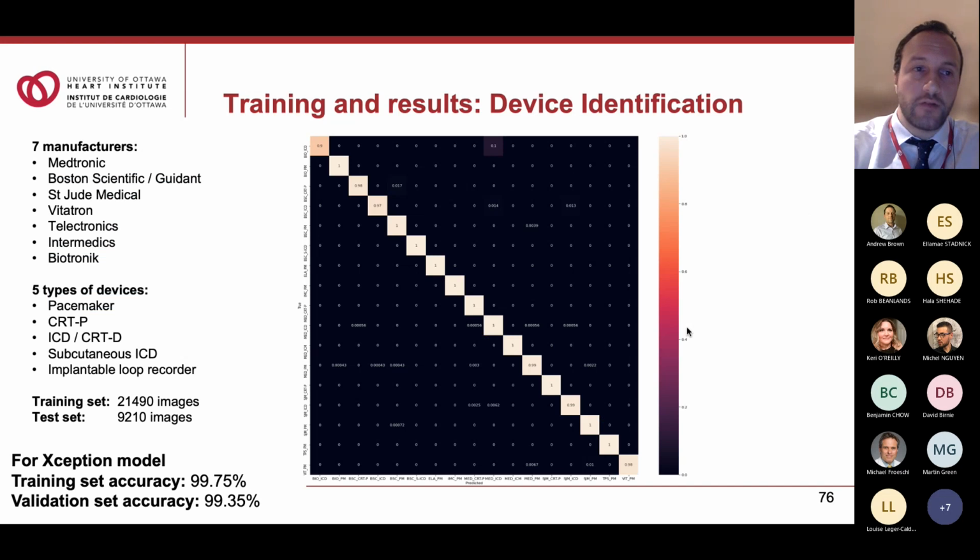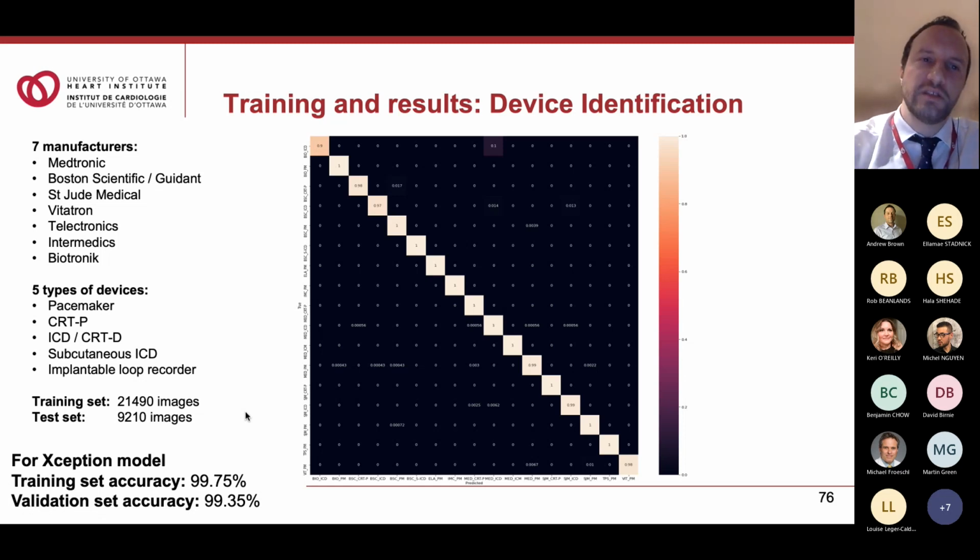Then we trained an algorithm to identify the manufacturer among 7 different manufacturers of devices and 5 different types of devices, including pacemakers, ICDs, CRT devices, and subcutaneous ICDs. Our training set, in this case, was 21,000 images and a test set of 9,000 images. And we reached an accuracy level on our validation set of 99.3%.